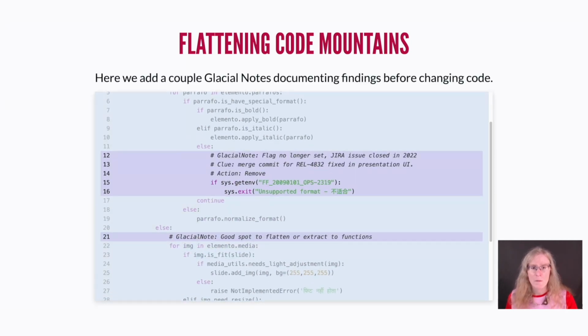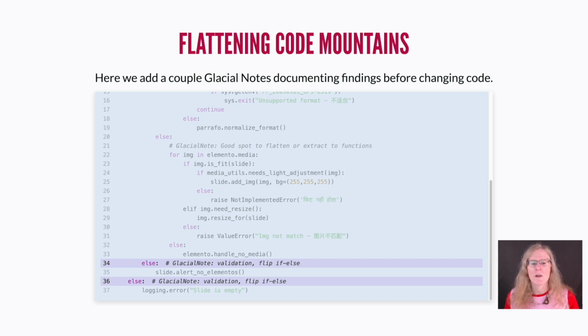To flatten a code mountain, well, let's start by adding some glacial notes documenting the findings before we make any changes. Here we've made a note that this appears to have been a closed issue from 2022 and that the feature flag from 2009 is no longer used. And the reason is that there is a release that fixed the issue in the presentation UI. We also note after a large block of code with an else that's looking like a valley that this is a good spot to flatten or extract functions.